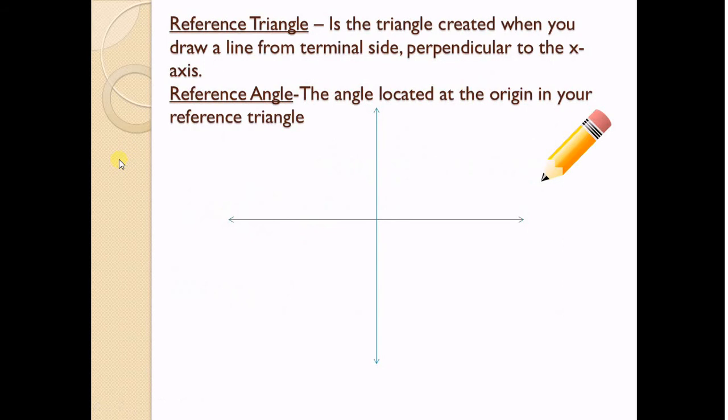So what we're going to focus on a lot today is going to be reference triangles and reference angles. A reference triangle is a triangle created when you draw a line from the terminal side of an angle perpendicular to the x-axis. So what this looks like.